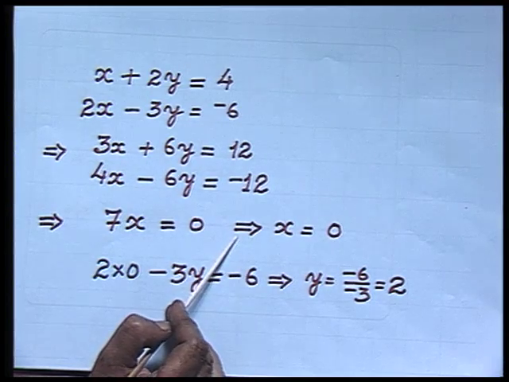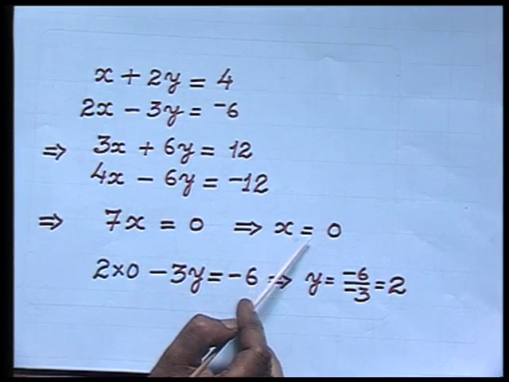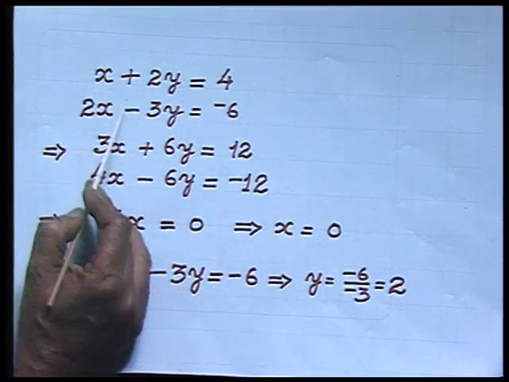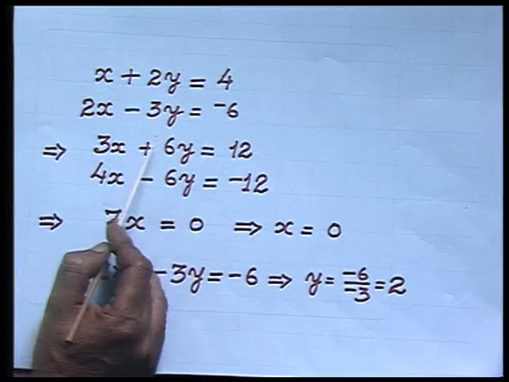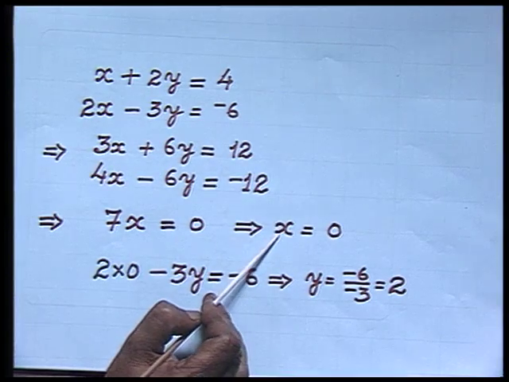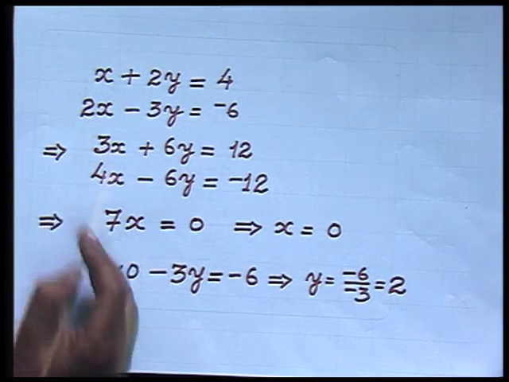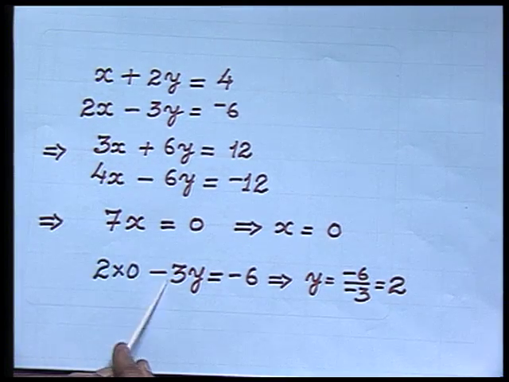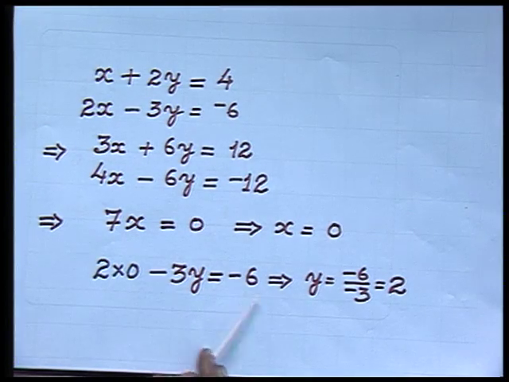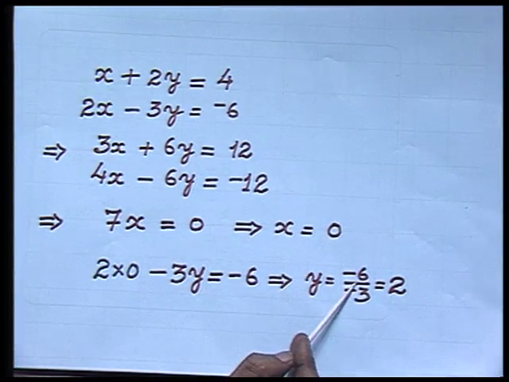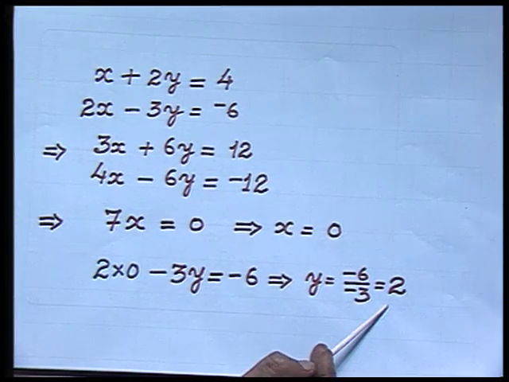So, that gives me the value of x as 0. Substituting this value of x in any one of the equations, either this equation or this, I can get the value of y. So, here I am substituting the value of x, which is 0, into the second equation. So, what do I get for that? 2 times 0 minus 3y equals minus 6, and that gives me the value of y as minus 6 upon minus 3, that is equal to 2. So, here again we got the value of x as 0 and y as 2, and how did we get that? By making the coefficients of y same.